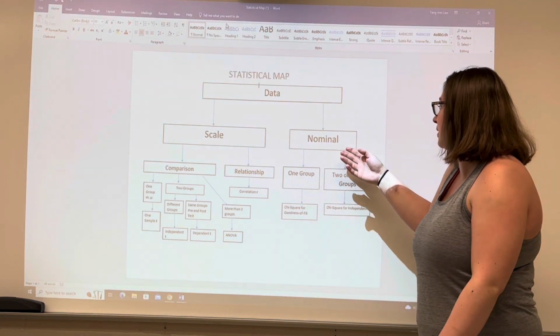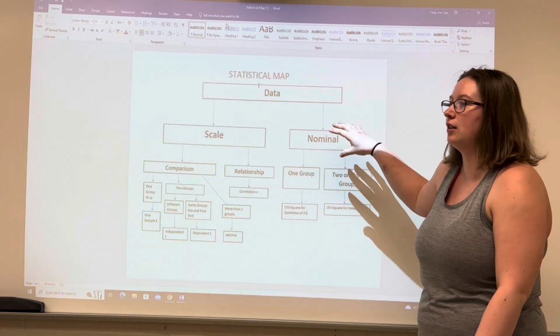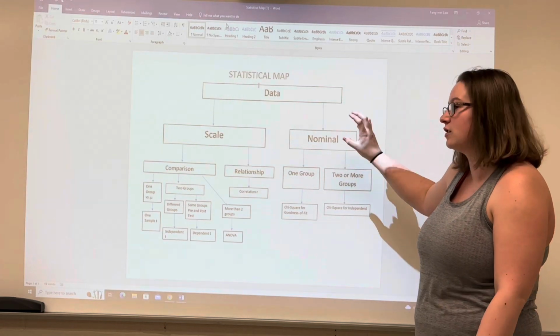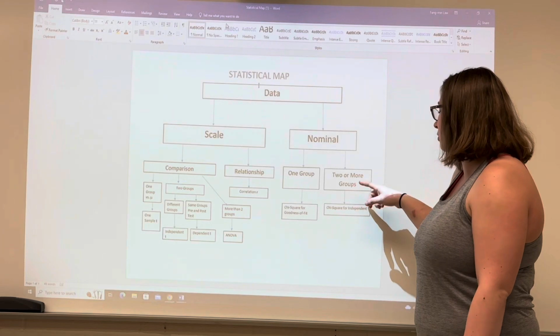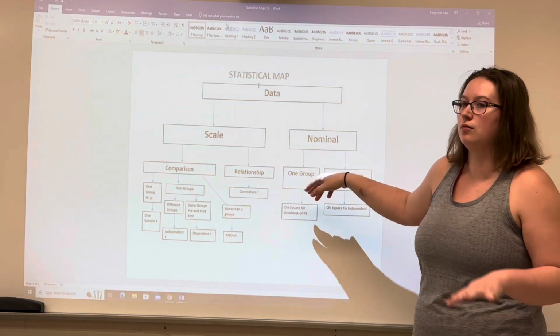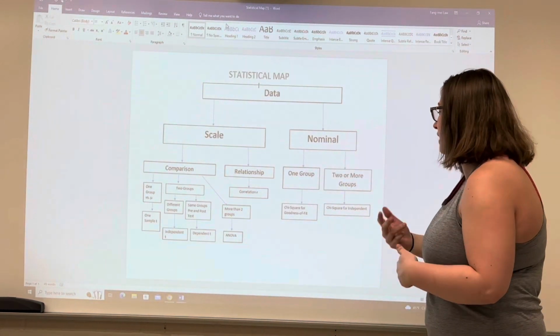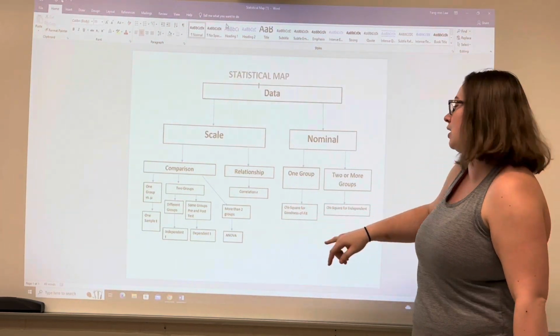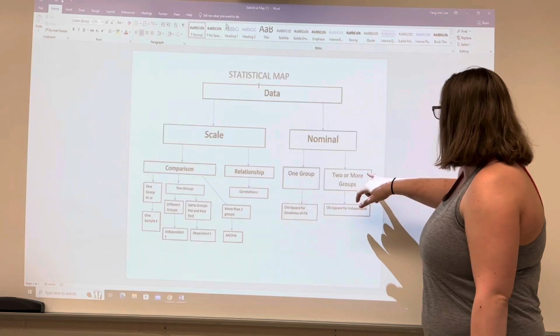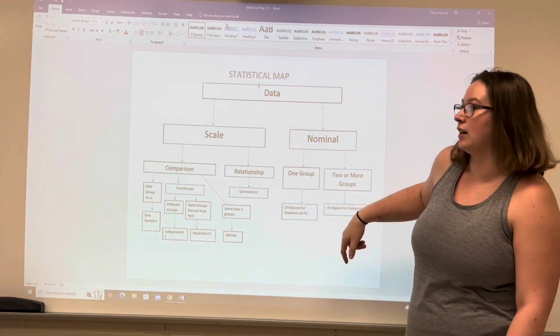Nominal is when you have categorical data, where identification questions are usually in this section. You can have one group, or two or more groups. If you have one group and you're analyzing within that group, you do chi-squared goodness of fit, which we did Monday. And for two or more groups, chi-squared for independence, which we also did Monday.